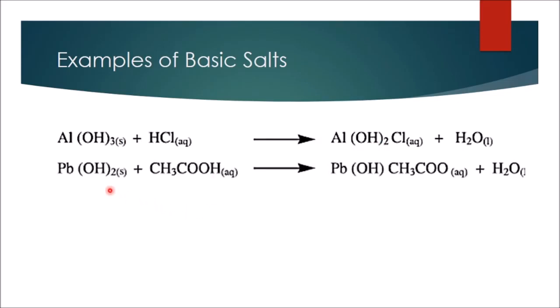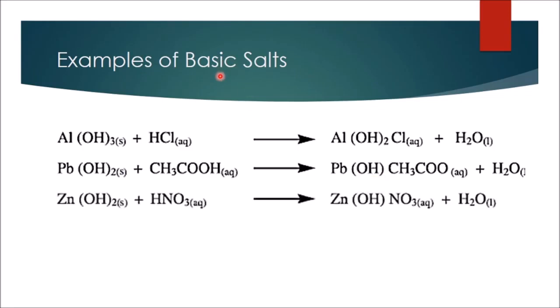Another example is the reaction between lead hydroxide and acetic acid. So you have OH ions again appearing in the salt. ये OH ions आपको नजर आ रहे हैं salt के अंदर. So whenever you see OH ions, it is a basic salt. This is another example. You have a salt of zinc hydroxide and HNO3, which is nitric acid. You have OH ions in the salt, so this is basic salt.